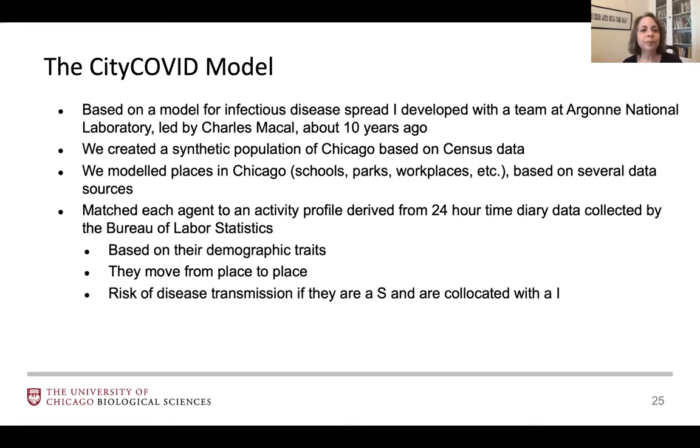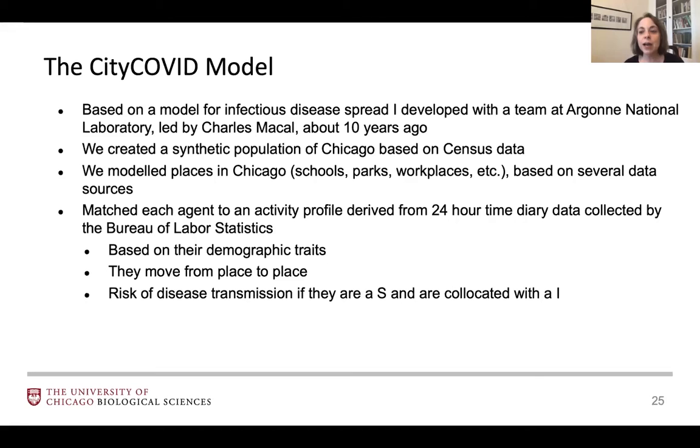So what we did is we modeled all the places in Chicago, and then for our agents, we used data from a big national data collection from the US federal government, the Bureau of Labor Statistics, that asks a big random sample of people every year, on a random day, to write out where they are over 24 hours. From this we got a picture of how people of different ages in an urban setting spent their days. And we randomly draw from that to give agents, according to their age and other demographic characteristics, a time script of what they're supposed to do that day.